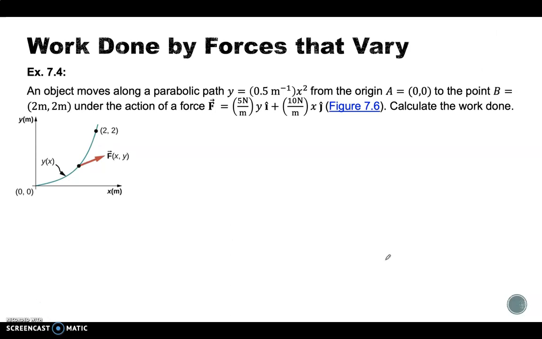Okay, so let's go on and look at work done by forces that vary. The best way to do this, I think, is to look at an example. So we're going to look at example 7.4, where we have some object that's moving along a parabolic path, and we have that path described here, from the origin to some point 2, 2, under an applied force F bar equal to this here, and we want to calculate the work done. So we'll do this in the next video.